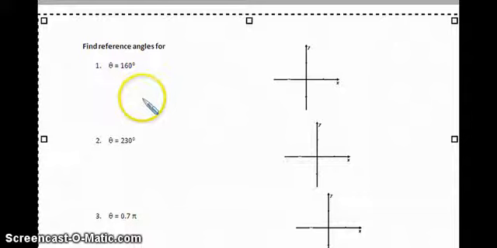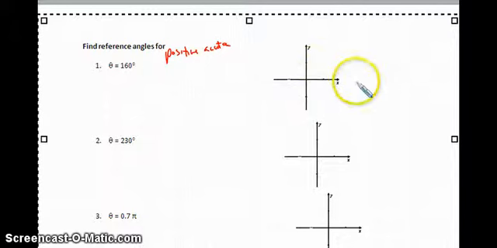Let's talk about actually finding reference angles now. If I asked you to find the reference angle for 160 degrees, remember that the definition says that it must be a positive acute angle. So what you really want to do is figure out which quadrant 160 degrees is in. If you think about this, there's 0 degrees, 90, 180, and 360. So 160 degrees has to be in the second quadrant. If I draw a 160 degree angle, it would be something like this. That would be this angle right here.